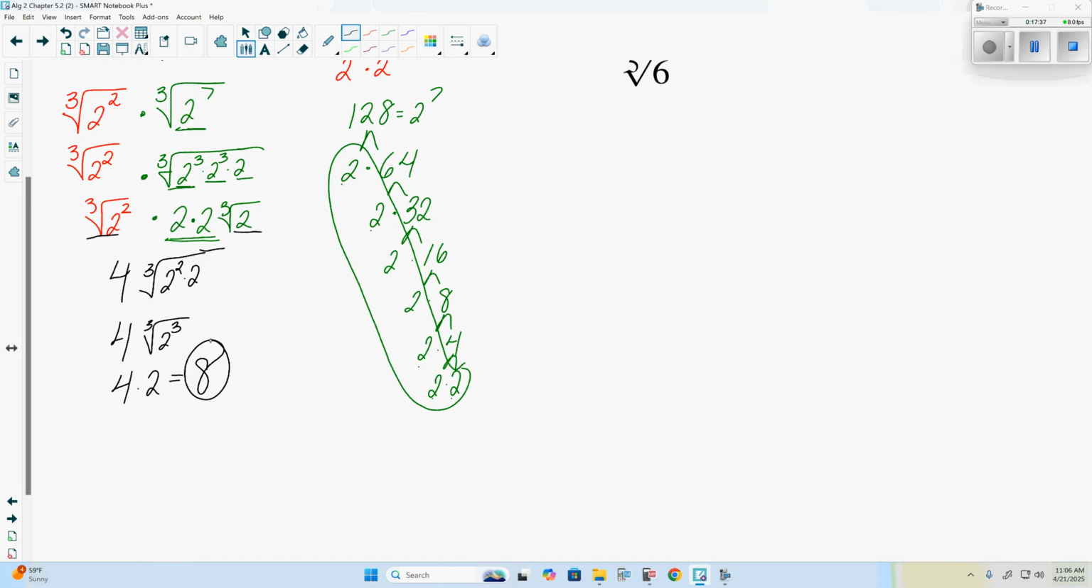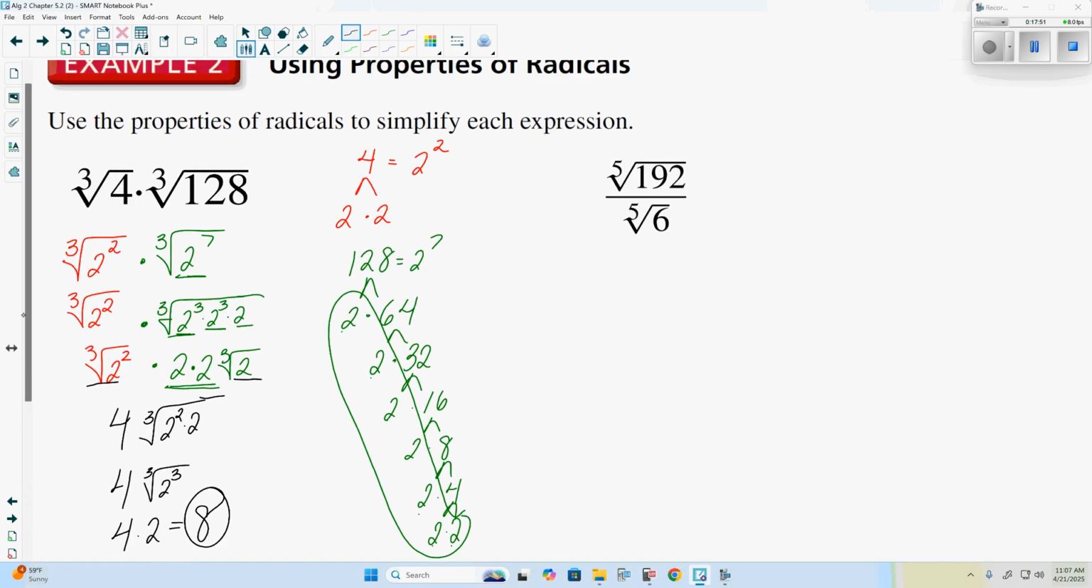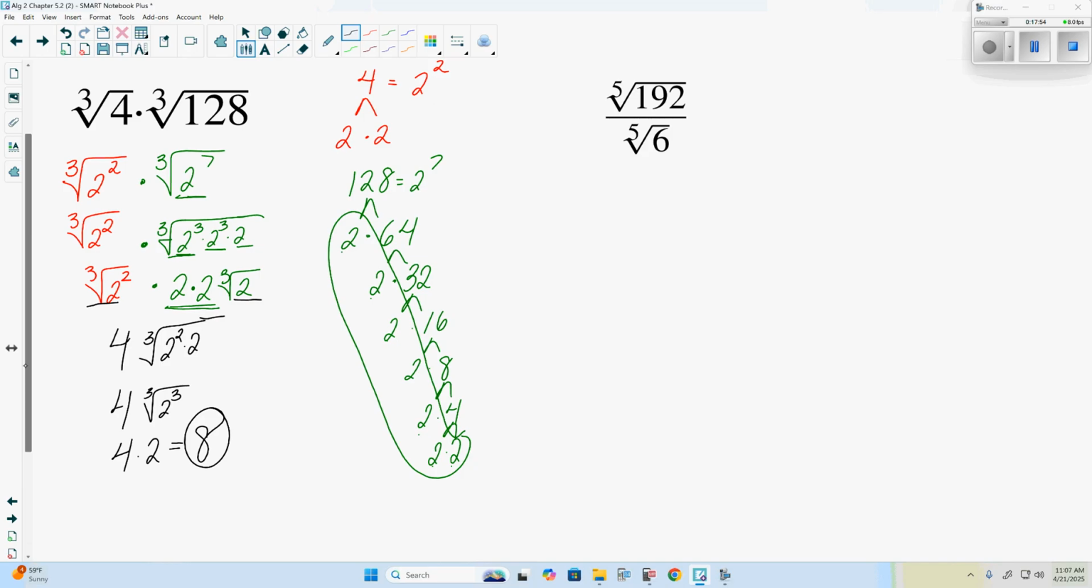Because again, we're trying to simplify this as far as possible. So with cubed roots, we're looking for numbers times itself 3 times. Anytime we have that group of 3, a number times itself 3 times, we can reduce that radical. Questions on this here? Questions on how we got 8? Because a lot of what this is, and especially with this section, is knowing our factors and being able to reduce.